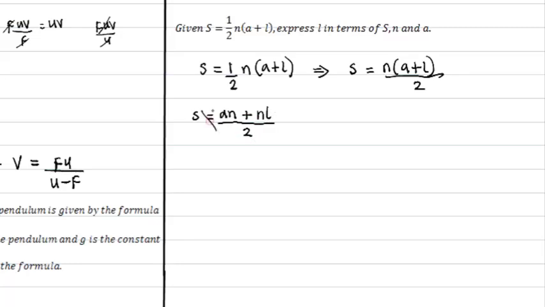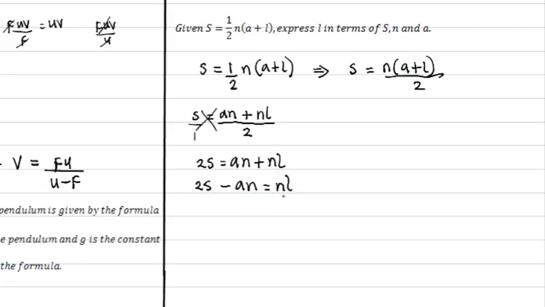Remember, it is this L we are targeting. So we are going to cross multiply here. It will be s times 2, 2s equal to, there's like over 1 here. So 1 times all this is still the same thing as all this. So an plus nl. Okay. So since we need only this L, this one we don't need, so move this one to the other side. It's going to be 2s minus an equal to nl.